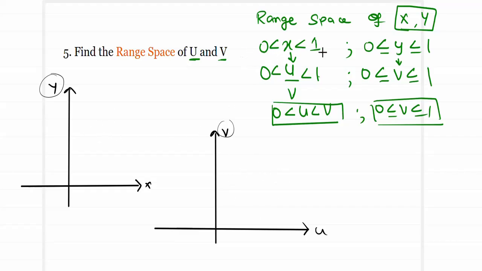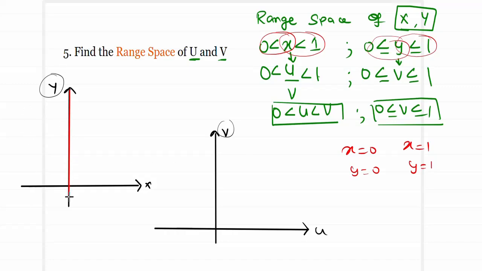Let us plot the range of x. From over here, the lower limit of x is 0 and the upper limit of x is 1. Next, the lower limit of y is 0 and the upper limit of y is 1. Now we will try fixing these four lines. Which is my line x equal to 0? My y-axis is my line x equal to 0.